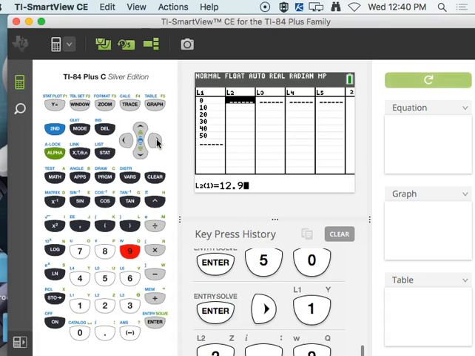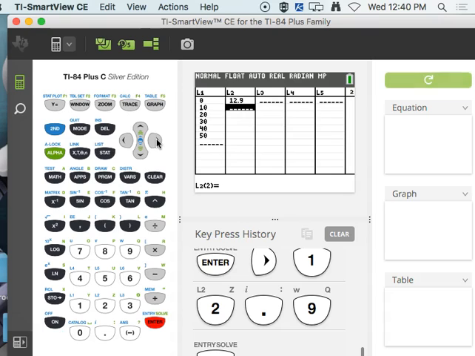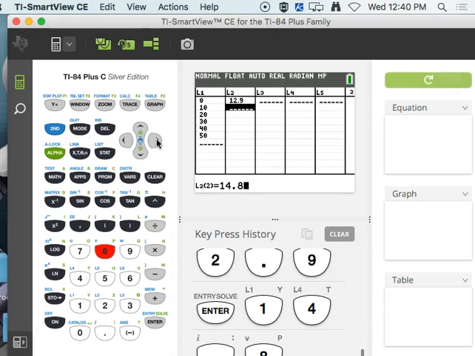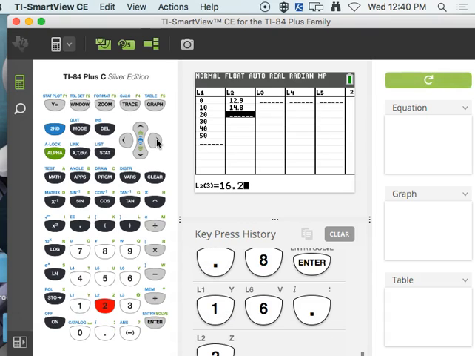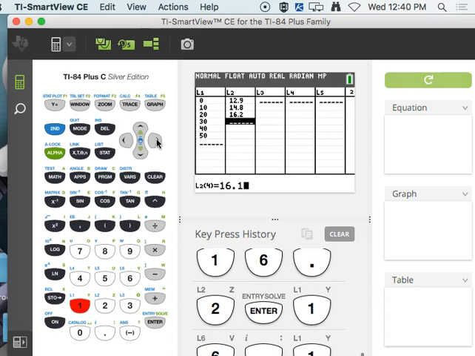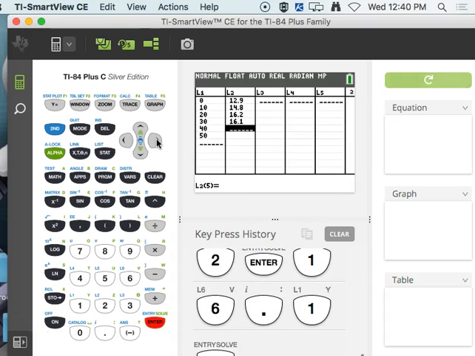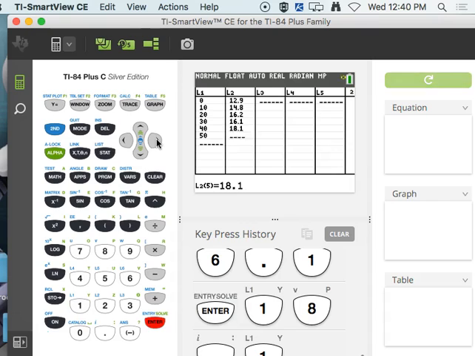So 12.9, 14.8, 16.2, 16.1, 18.1, and 21.2.